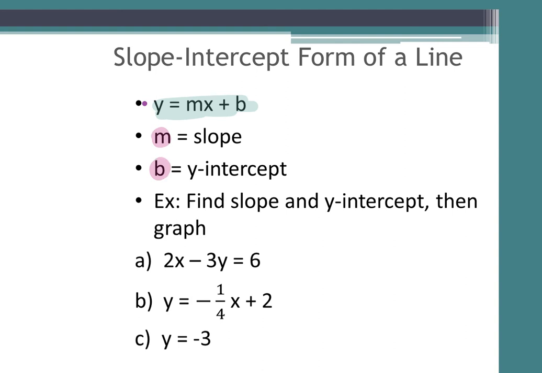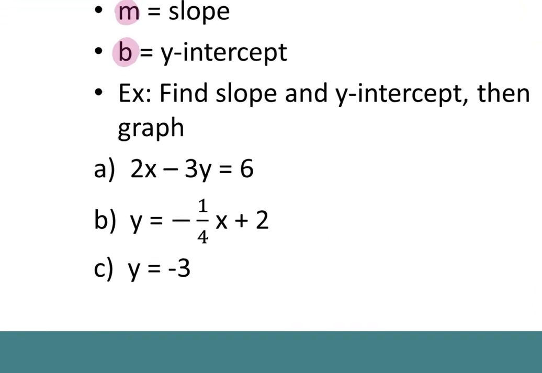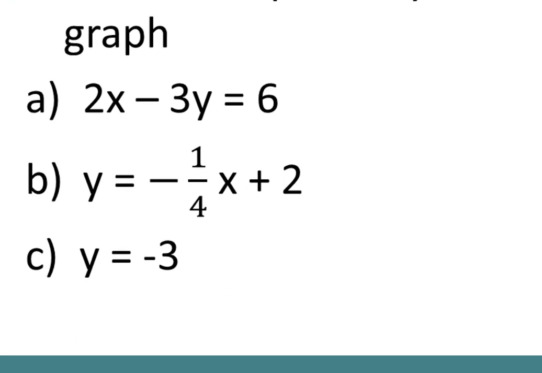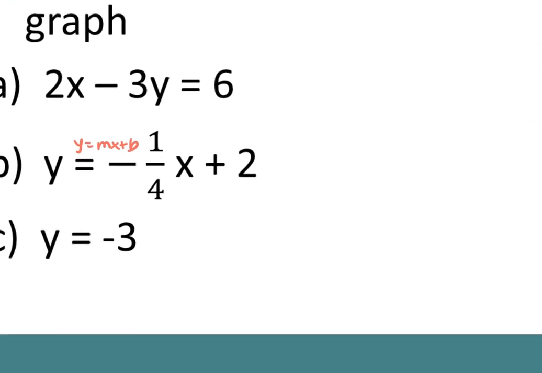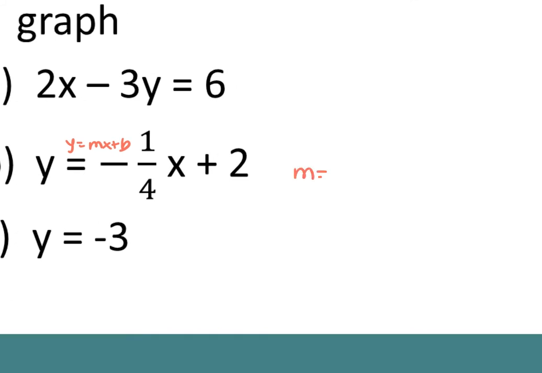So if it just says find the slope and the y-intercept, then you can just pull out the m and the b if it's in slope-intercept form. If it's not, then you're going to solve it for y. So I'm going to do B first, and then we'll go back to A, because B is already in slope-intercept form, right? This is in y equals mx plus b form. So my slope is what? Negative 1/4. And the b is 2.